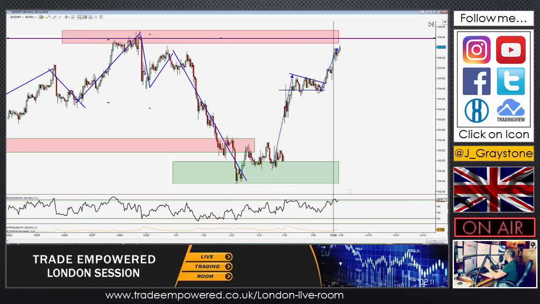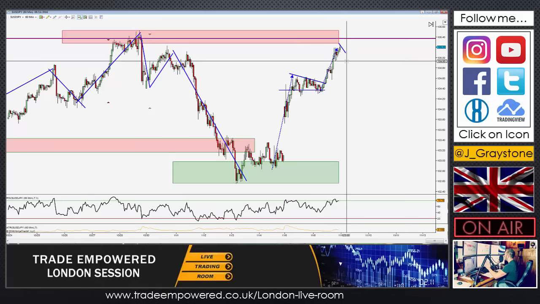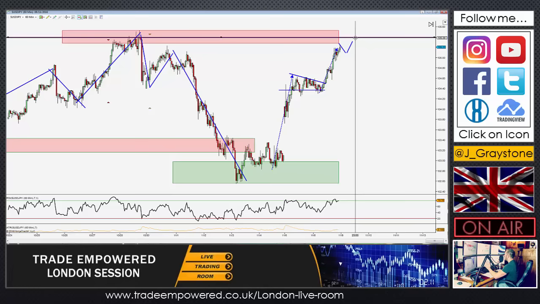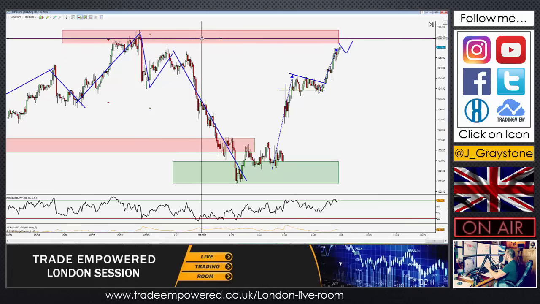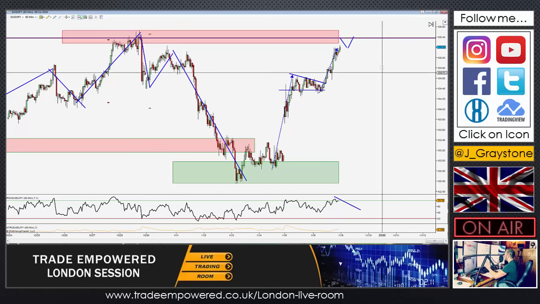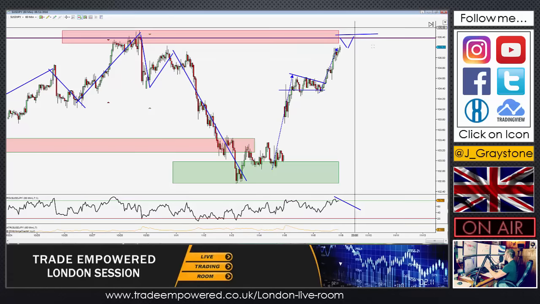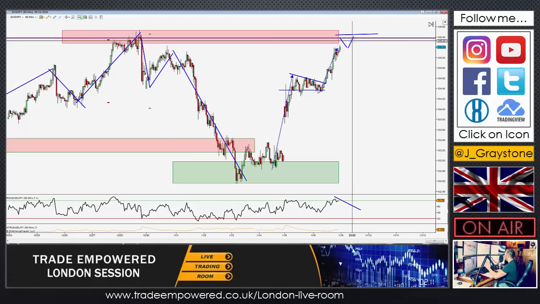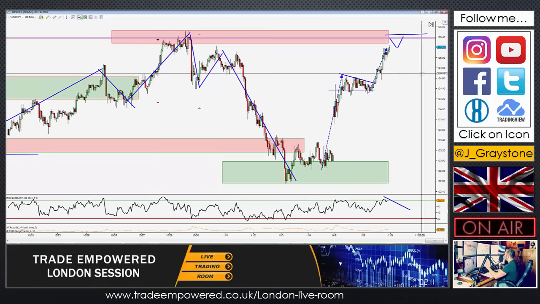RSI is already overbought. You might be looking for a double top up here. Personally, if I was looking for a double top for a counter trend move here, I'd be looking for a test of 105.39s, 105.40s. So maybe you're looking for a double top up here, some bearish divergence on the RSI, equal highs, and looking to sell this market.